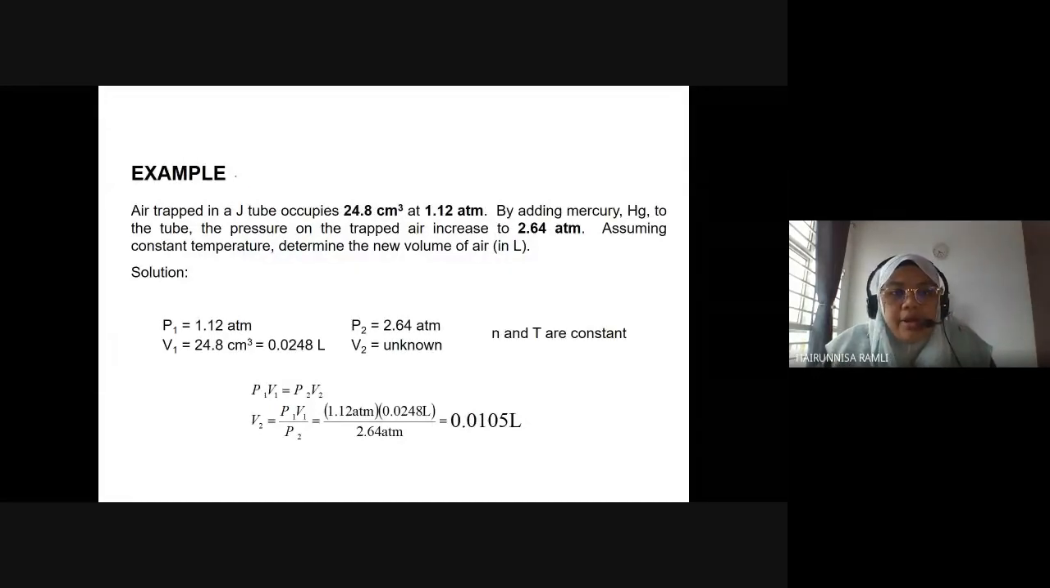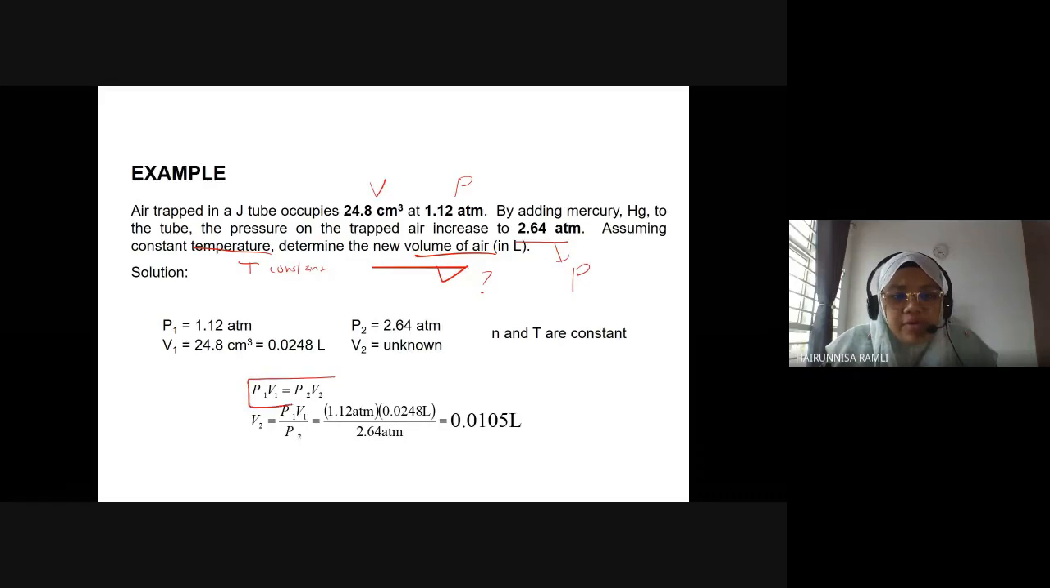Okay, it says air trapped in the J tube occupies 24.8 cm³. So this is volume, and this one is pressure. By adding mercury, Hg, to the tube, the pressure on the trapped air increased to 2.64 atm. So this one is also pressure. Assuming constant temperature, so T constant, determine the new volume, so V, how much. So you can use this formula.